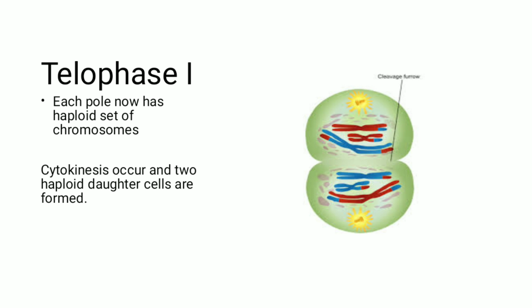Then the telophase. Each pole now has a haploid set of chromosomes. Then cytokinesis occurs and two haploid daughter cells are formed. In the photo provided, that is the telophase 1.